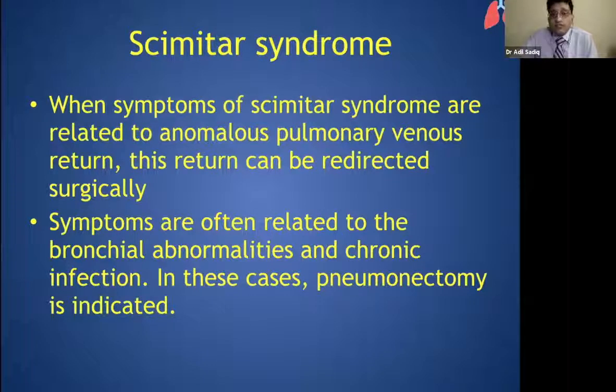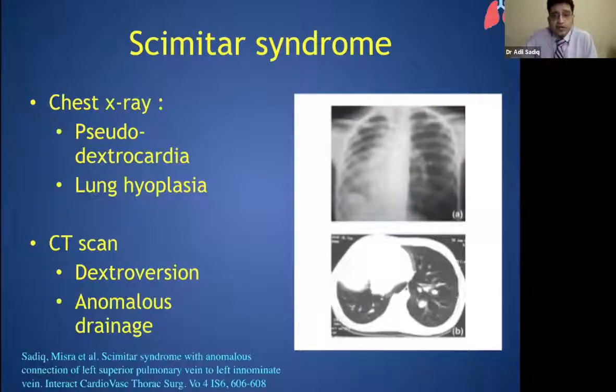So when the symptoms of Scimitar syndrome are basically related with shunting of the anomalous vein, the surgery can be done for rerouting of it, but if it's related to lung complications like bronchiectasis or chronic infection, sometimes a pneumonectomy has to be done. So this particular paper is my own paper from maybe around 15, 16 years ago.